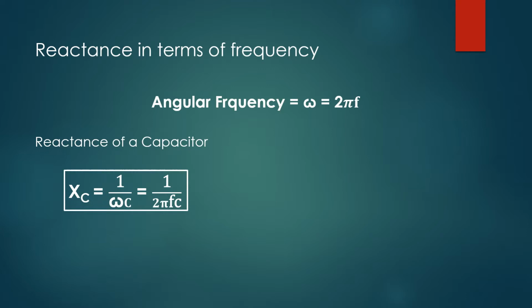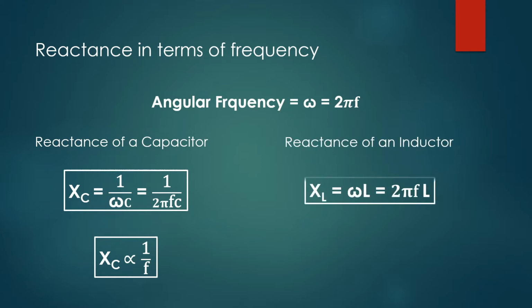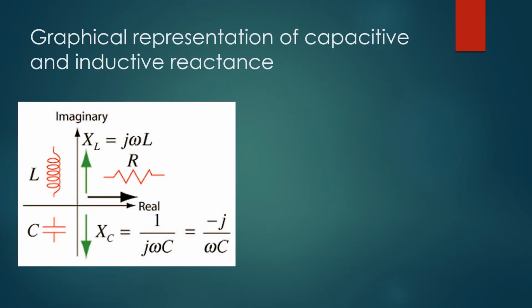Hence, the reactance of a capacitor can be given by 1 over 2 pi f C, and it is inversely proportional to the frequency. On the other hand, reactance of an inductor is given by 2 pi f L, and it is proportional to the frequency. Capacitive and inductive reactance are represented graphically along the imaginary axis.